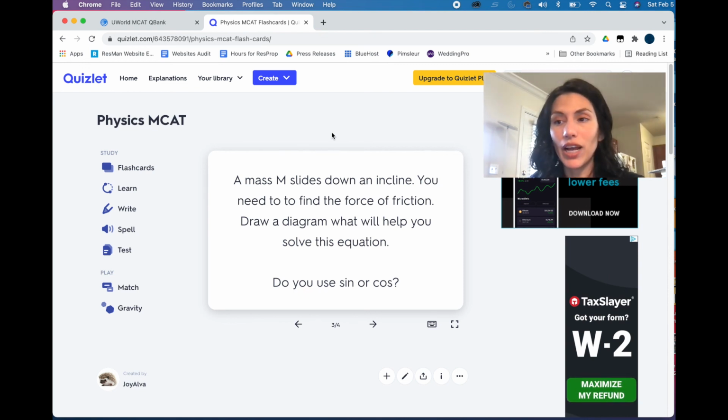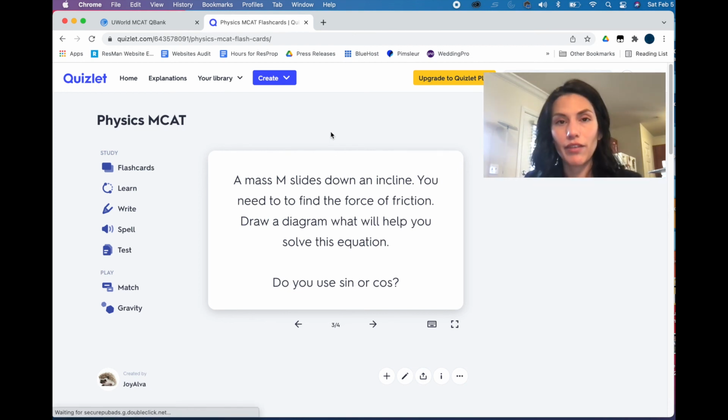Your flashcards should not be 3 or 4 paragraphs long. Your flashcard, if it has multiple questions in one card, should not be so confusing that it takes you 10 minutes to do one flashcard. Flashcards should be designed to be done quickly, very quickly.